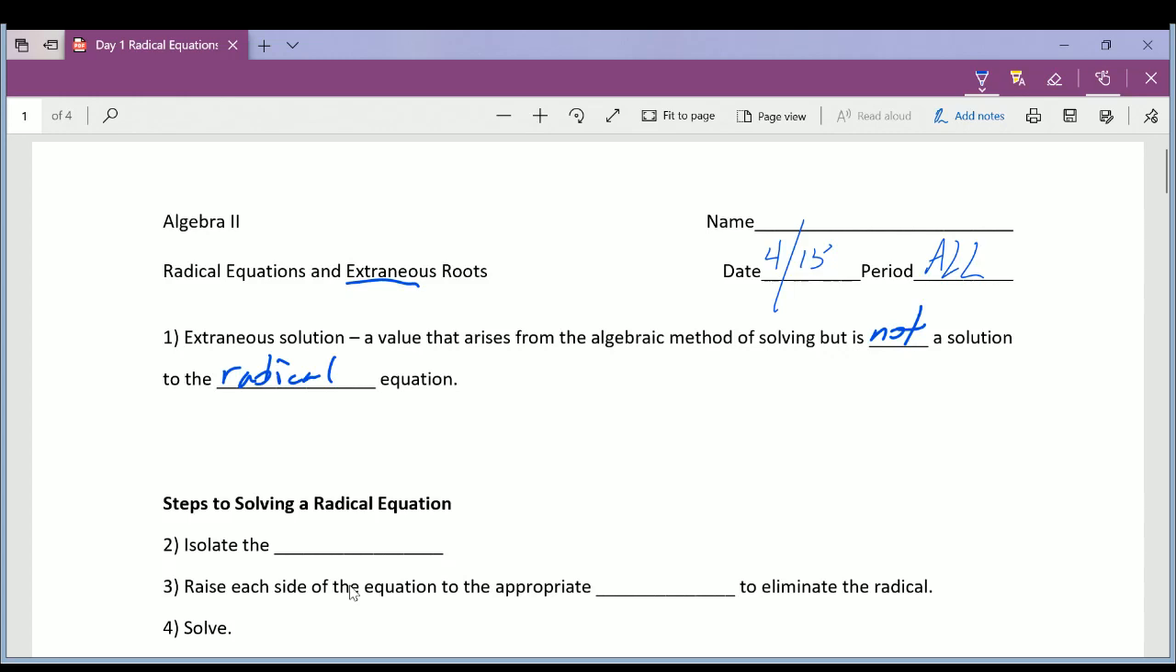All right, basically what it's saying is you did no mistakes, there are no problems at all, everything was done correctly, but for whatever reason the answer that you got doesn't end up working.